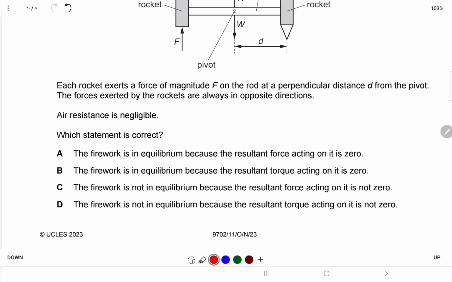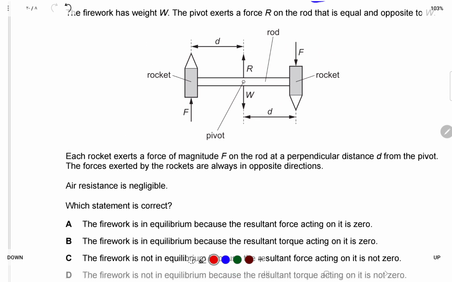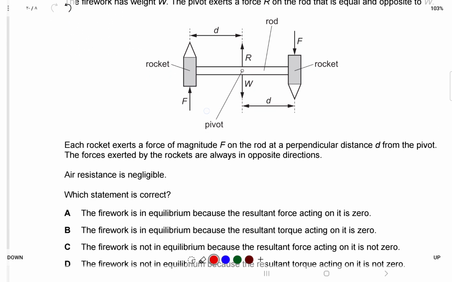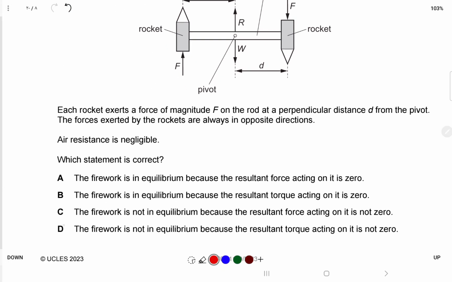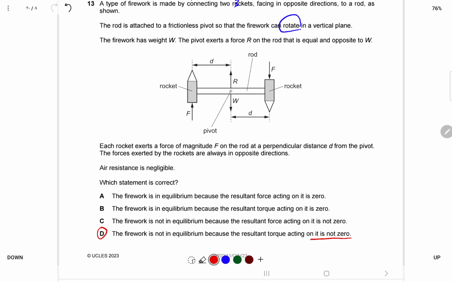I can directly choose here option D. The firework is not in equilibrium because the resultant torque acting on it is not zero. Remember, here we said it's rotating. This means resultant moment is not zero. So option D is the correct answer directly.